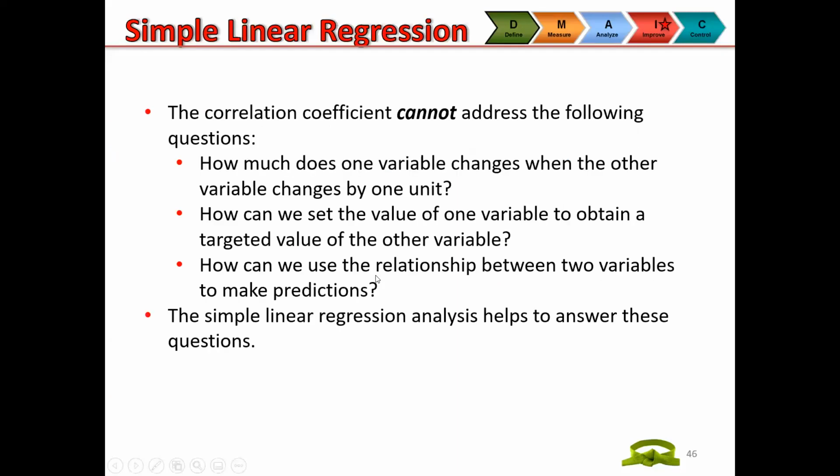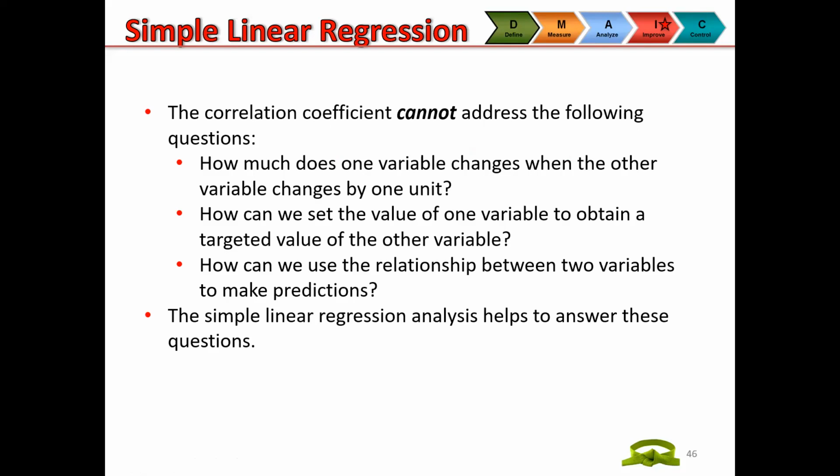Here we go. So the correlation coefficient, that R, can't address the following questions. How much does one variable change when the other variable changes, right? It gives me a number, 0.9975 or 0.375, but it doesn't really tell me how one will change if I change the other. And that's kind of what we want to be able to do in the improve phase.